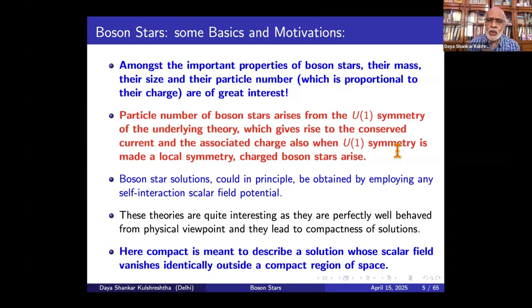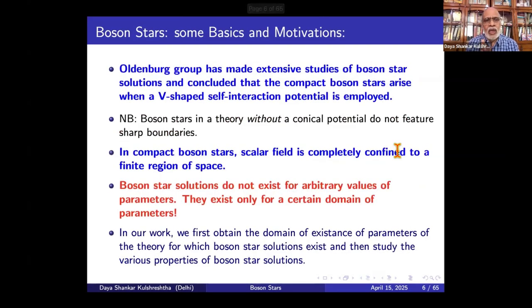So boson star solutions could in principle be obtained by employing any self-interaction scalar field potential. And these theories are interesting because they are perfectly well behaved from a physical point of view, and they lead to compactness of solutions. Here, compact is meant to describe a solution whose scalar field vanishes identically outside a compact region of space. Oldenburg's group in particular has made extensive studies of boson star solutions and concluded that compact boson stars arise when a V-shaped conical self-interaction potential is employed.